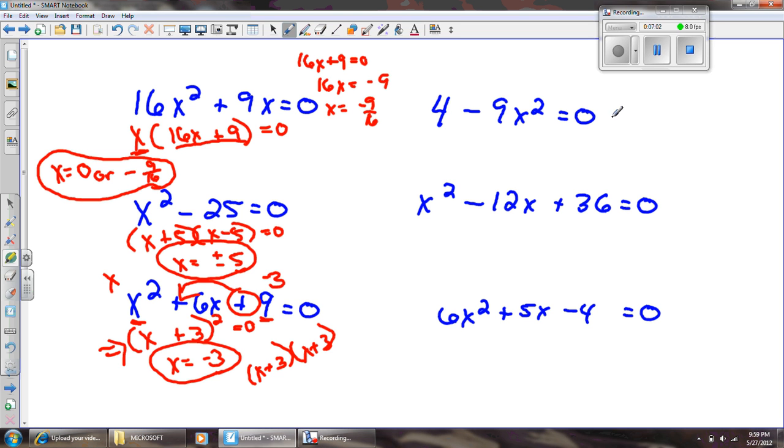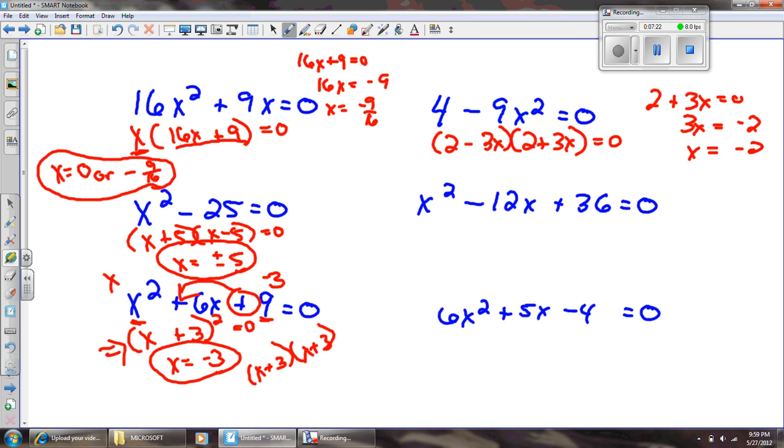Okay, jumping up here. Guess what? I've got the difference of perfect squares. That's going to be 2 minus 3x and a 2 plus a 3x. Now I'll solve. 2 plus 3x equals 0. 3x is going to equal negative 2. x is going to equal negative 2/3. Okay, if I solve this one for 0, I'm going to get positive 2/3. So x is going to equal plus or minus 2/3. All right, there you go.